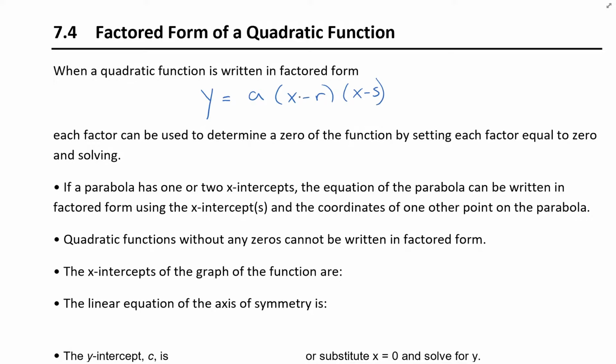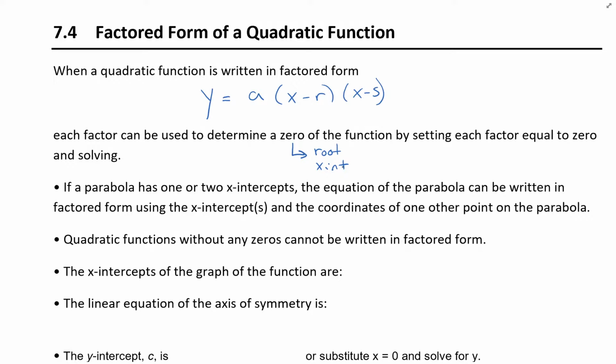Each factor can be used to determine a zero of the function by setting each factor equal to 0 and solving. So what is a zero? Remember, that's another word for a root or an x-intercept. So all of those mean the same thing. Now, if a parabola has one or two x-intercepts, the equation of the parabola can be written in factored form using the x-intercepts and the coordinates of the other point on the parabola. Quadratic functions without any zeros cannot be written in factored form.